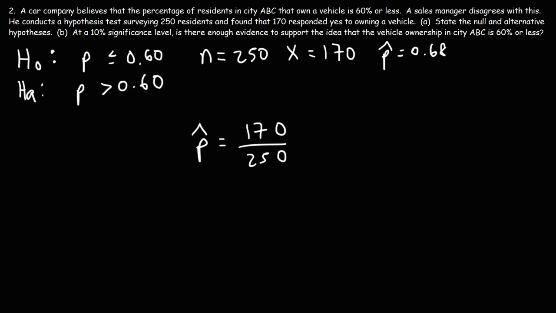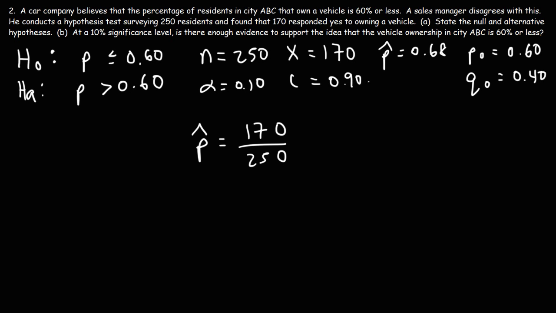So now we need to write down the values of P naught, which is 0.60. It's what we see here. And Q naught, that's 1 minus 0.60, so that's going to be 0.40. Now the significance level is 10%. So that means that alpha is 10% or 0.10. The confidence level is 1 minus alpha, 1 minus 0.10, which is 0.90 or 90%.